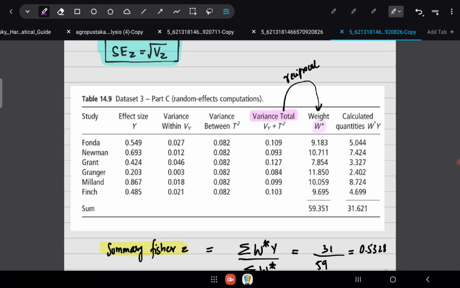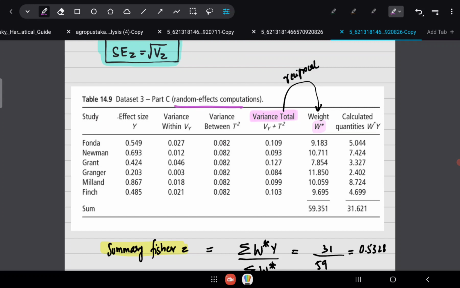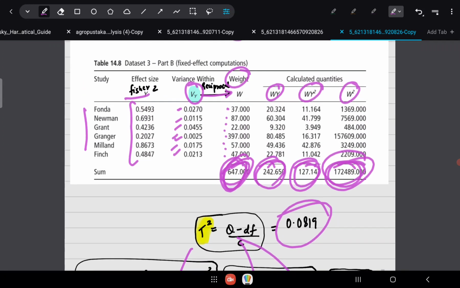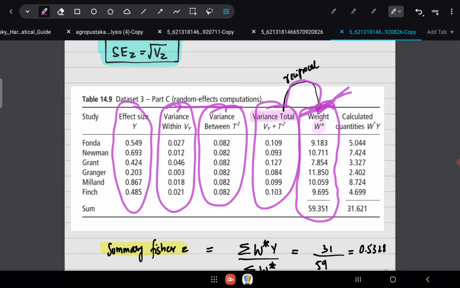So here again, this table, these are all the Fisher Z. This is the variance within, this is the variance between, the t square, which is same for all the studies. This is the total variance. When you do reciprocal of this, you will get the weight as per the random effect modeling, right? So this is the most important difference between fixed and random effect modeling. The weight assigned to the individual studies changes. You can see the weight of Fonda study was 11 in fixed effect modeling, but in random effect modeling the weight has changed to 9.